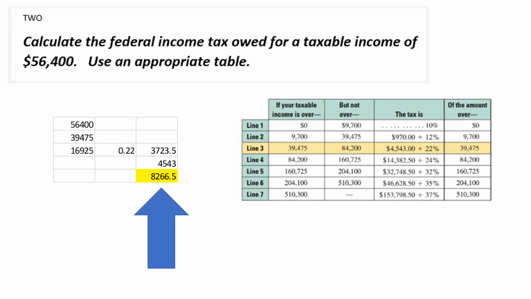Number two, you were to calculate the federal income tax owed for a taxable income of $56,400, and you were to use an appropriate table, and this is the table that I gave you in the grace notes. So you take 56,400, you subtract the number here, which is 39,475. You found that there was 16,925 over. You take this number times the 22% to get 3723.5, and you add the 4543 to it, and your answer to the problem is 8266.5.